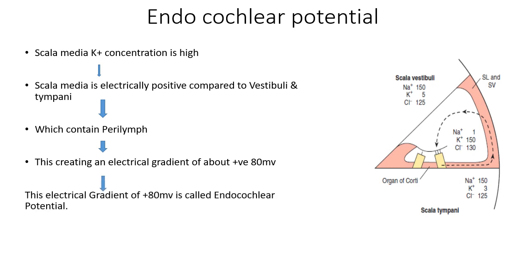This electrical gradient of positivity, that is, positive 80 millivolt, is called the endocochlear potential, and this endocochlear potential is responsible for the signal transduction and thus the audition. This electrical potential difference is responsible for the nerve stimulation at the synaptic level.